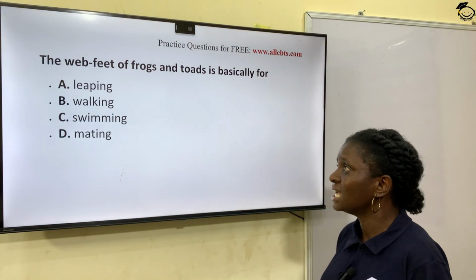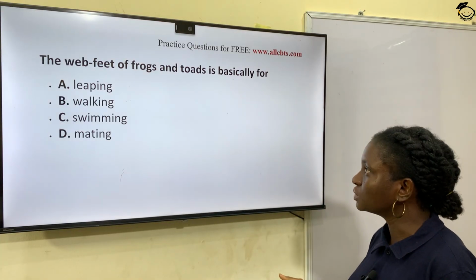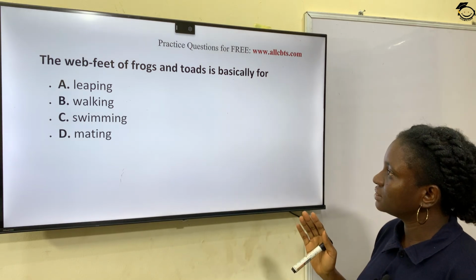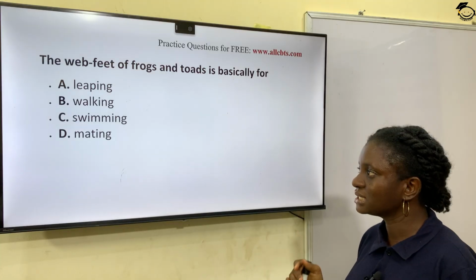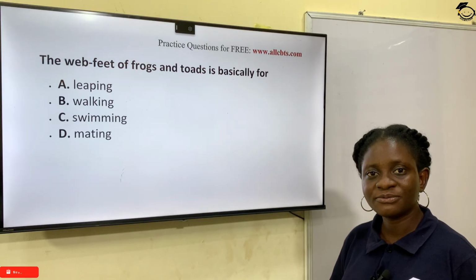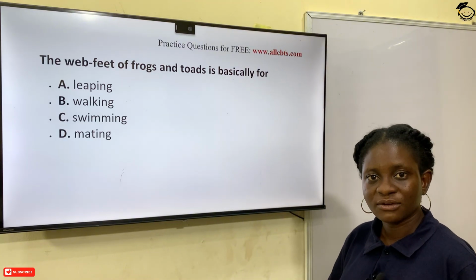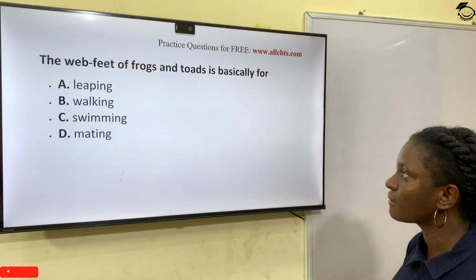Next question. The webbed feet of frogs and toads are basically for A. Leaping, B. Walking, C. Swimming, D. Mating. The webbed feet in frogs and toads are basically used for swimming. So the correct answer is C.